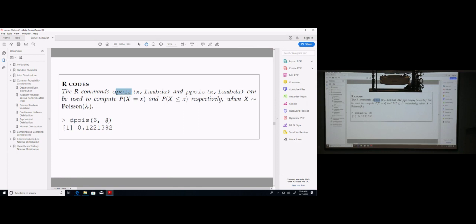But if you want to write down 8 here and 6 here, R will get confused. But if you type in lambda equal to 8, then it doesn't really matter where you put it, because R will be smart enough to know that the 8 here, if you type it in this order, 8, 6, then it reads it as the mean is 8.